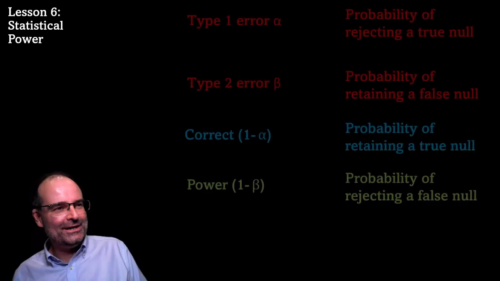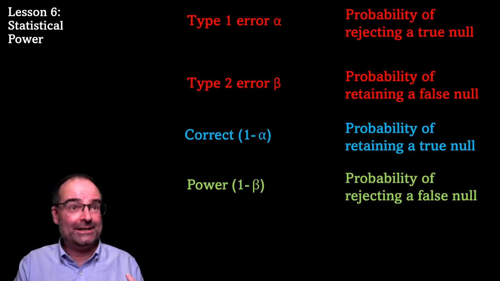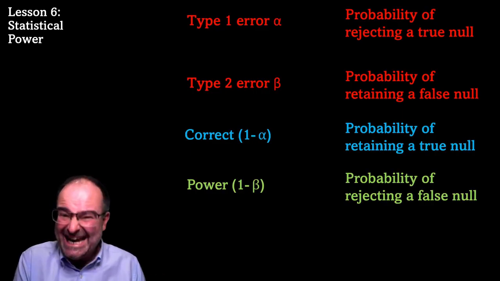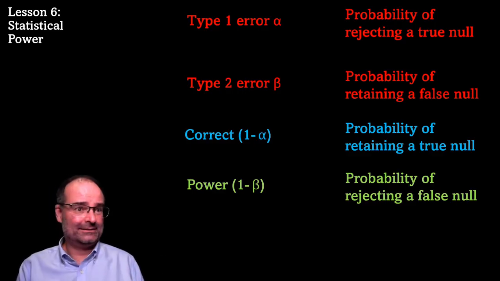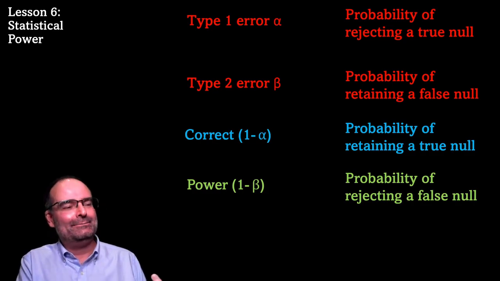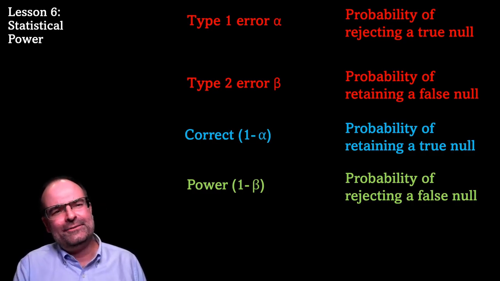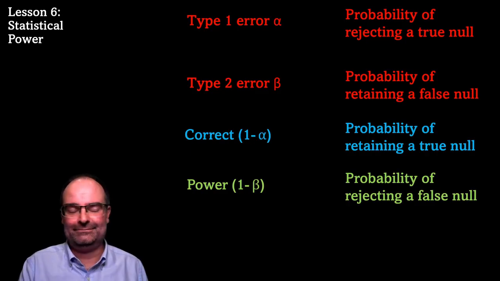So understand the trade-off between these two errors. Type 1 error, probability of rejecting a true null. Type 2, probability of retaining a false null. And the two things that go together with these. Probability of retaining a true null. If anyone's studying stats and knows what that's called, I don't know if it's got a name, I'm just calling it correct in blue. The probability of rejecting a false null has a very exciting name though. Power. Which, yeah, it's just the probability of rejecting a false null.